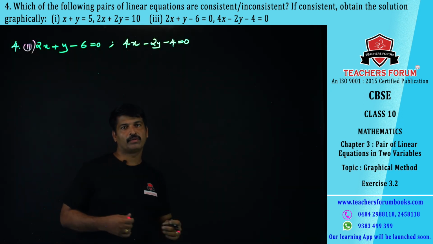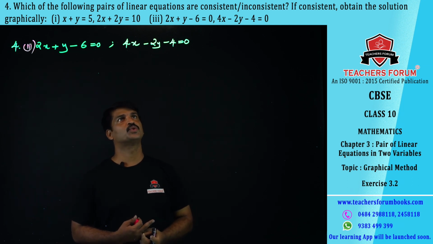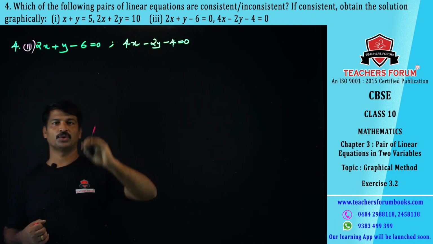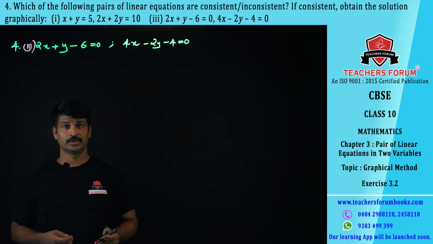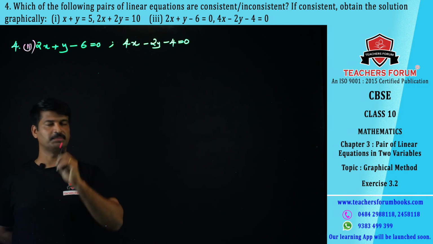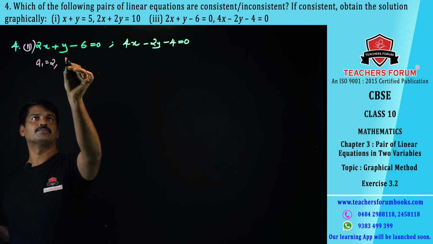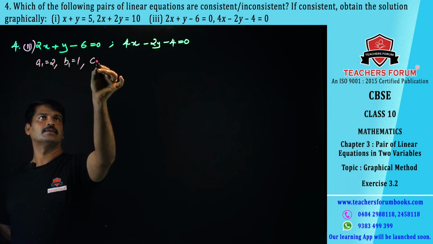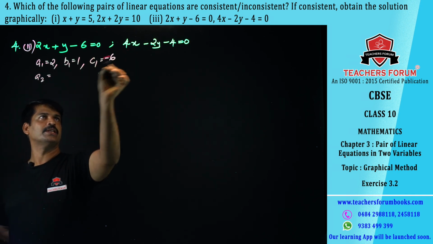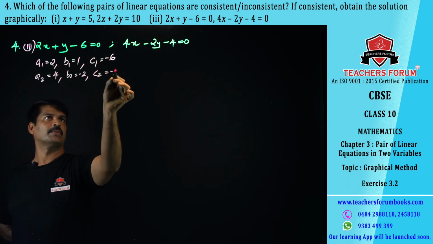You are given a pair of linear equations. 2x plus y minus 6 is equal to 0. 4x minus 2y minus 4 is equal to 0. First, you have to check whether these equations are consistent or not. To check that, you have to find the ratios a1 by a2, b1 by b2 and c1 by c2. Okay. What is a1 here? Here a1 is 2, b1 is 1, c1 is minus 6. From the second equation, what is a2? a2 is 4, b2 is minus 2, c2 is minus 4.